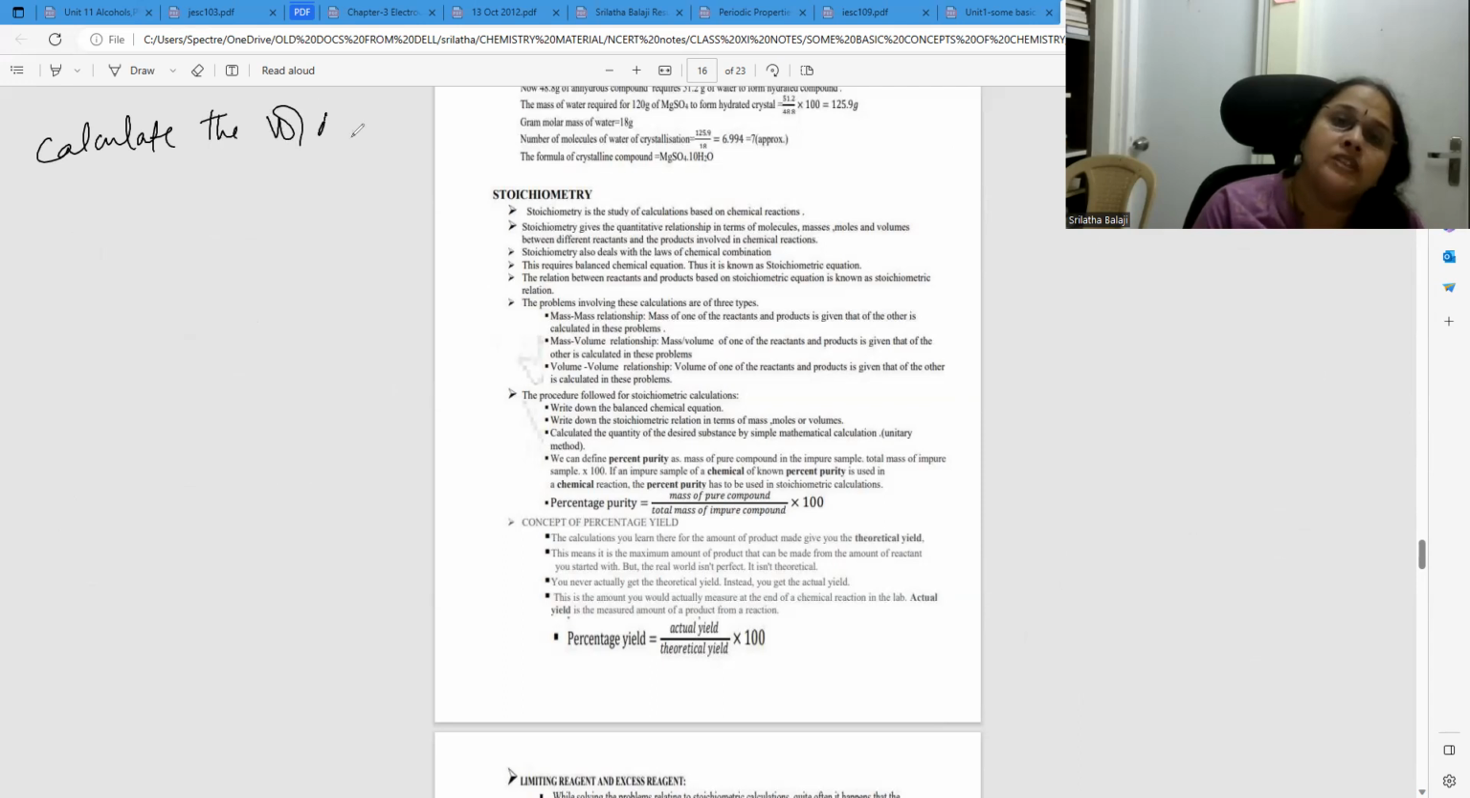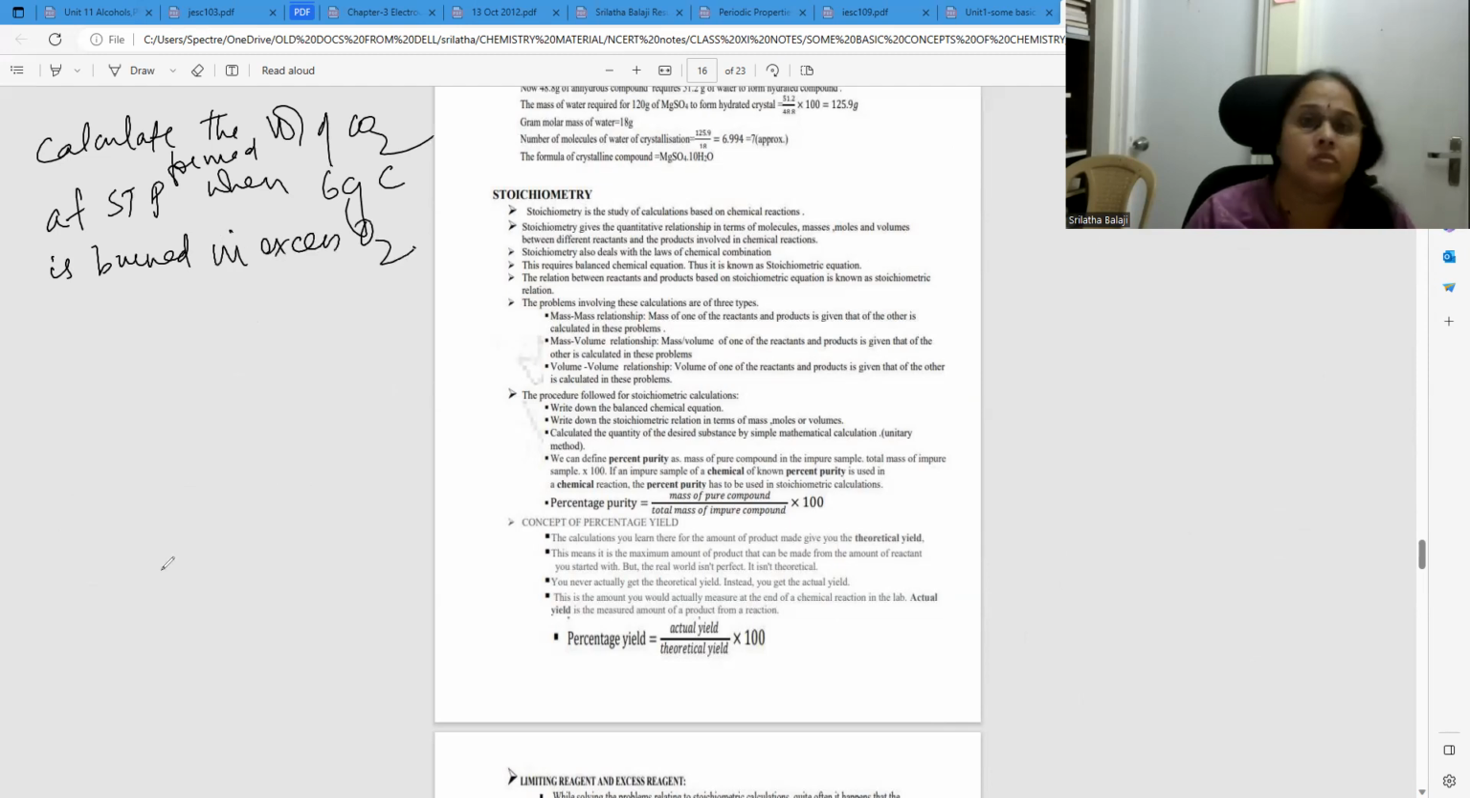Calculate the volume of CO2 at STP formed when 6 grams of carbon is burnt in excess oxygen. So, what is the relation? What's the volume of CO2 formed when 6 grams of carbon is burnt in excess oxygen? What is the relation?